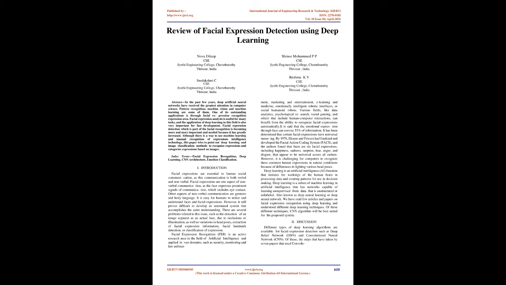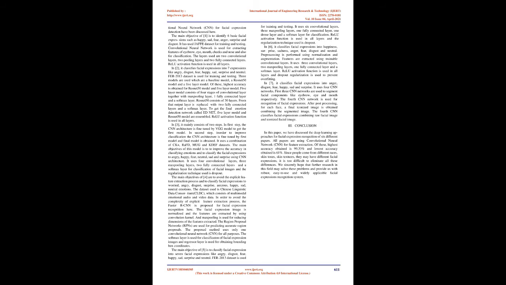It is said that emotional expression through the face can convey 55% of information. It has been determined that certain facial expressions have universal meaning. By 1978, Ekman and Friesen had finalized and developed the Facial Action Coding System, FACS, and the authors found that there are 6 facial expressions, including happiness, sadness, surprise, fear, anger, and disgust, that appear to be universal across all cultures. However, it is challenging for computers to recognize these common human expressions in natural conditions because of differences in lighting and various head poses.